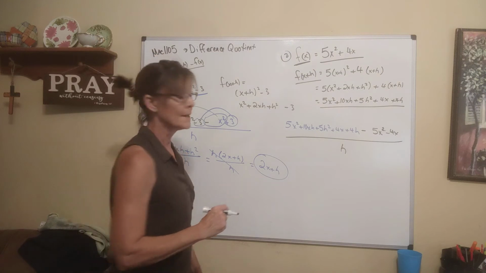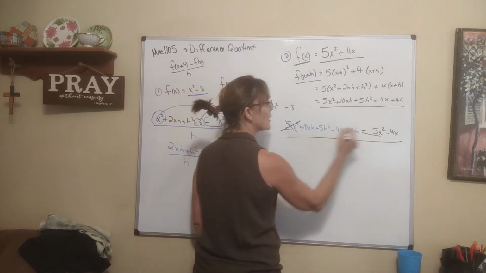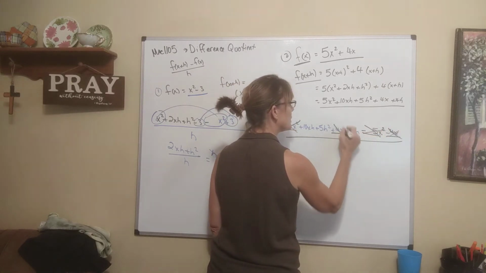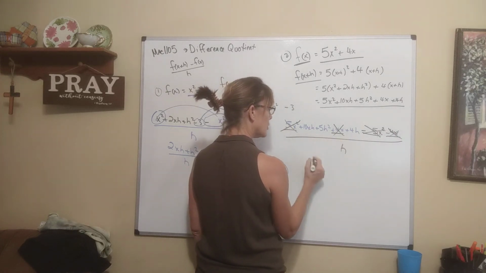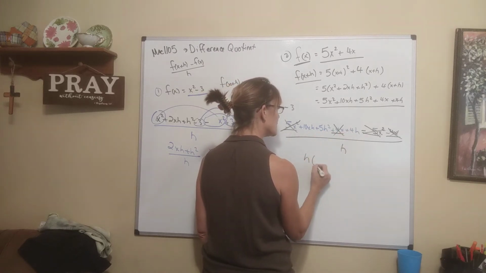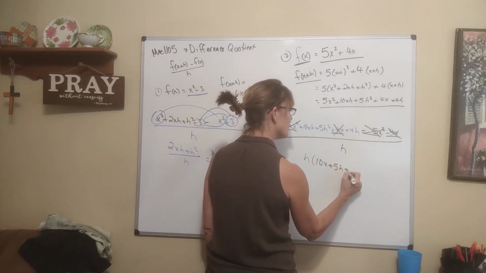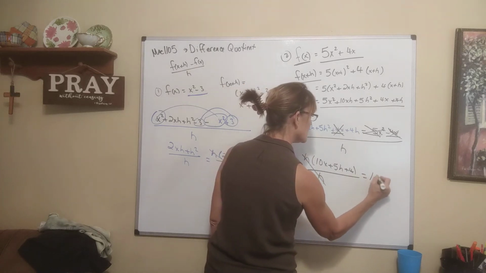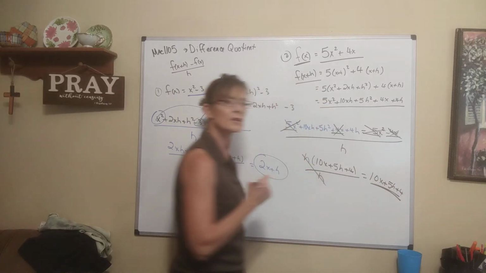What do you see? 5x squared minus 5x squared. This becomes a big 0. 4x minus 4x, that becomes another big 0. What are we left with? Let's factor out an h from our numerator. We have 10xh plus 5h squared plus 4h. Factor out an h, leaving you with 10x plus 5h plus 4, all over h. These will cancel. This is my simplified difference quotient. That is the answer for that.